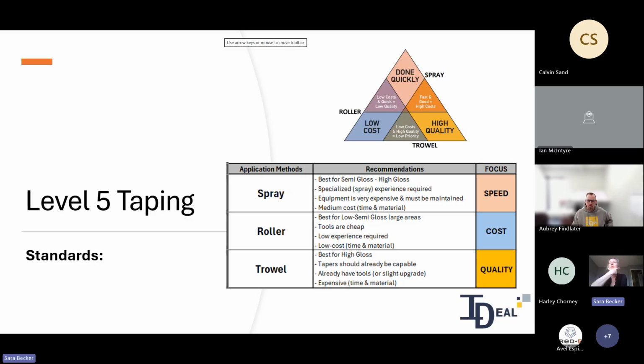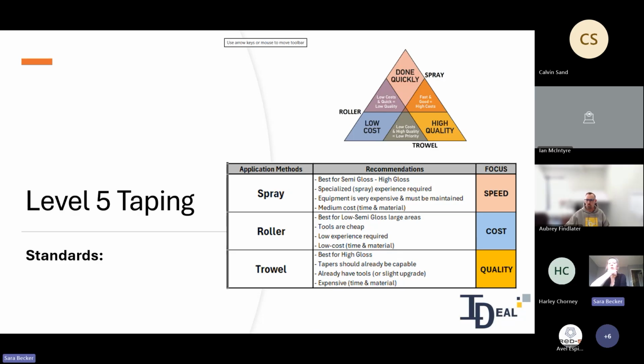For a roller, that's for low sheen or mid sheen, like an eggshell, maybe a semi-gloss. The tools are cheap, low experience, and low cost, and the focus would be cost. So if we were working on a project where they really didn't want to put in a lot of money to level 5, but they do want it done, that's when we would go with the roller. Especially for really large areas, it's more cost effective to use a roller applied method.